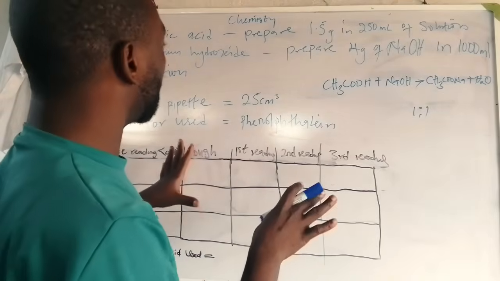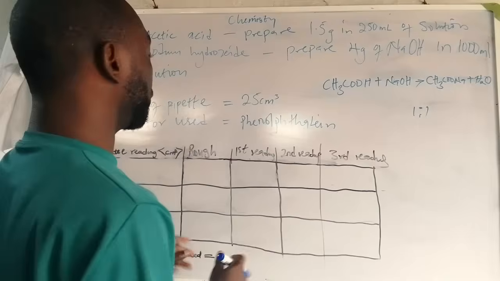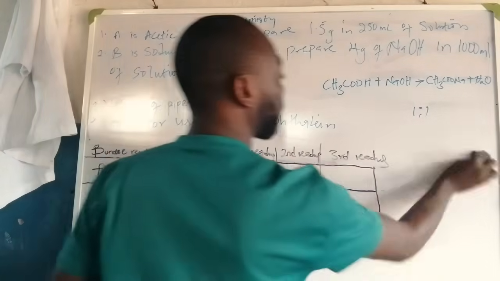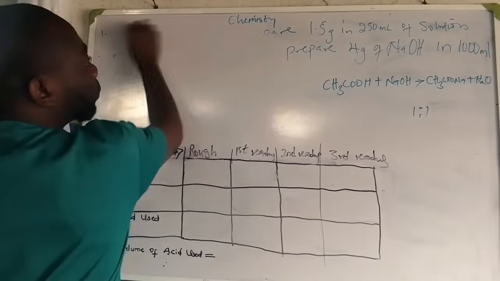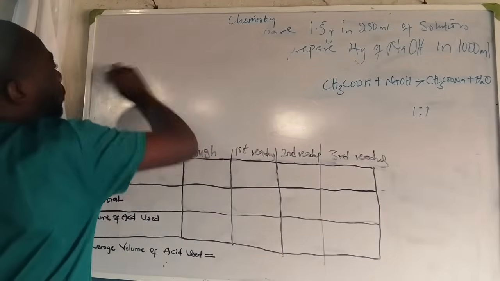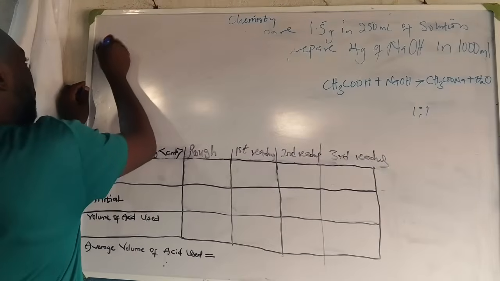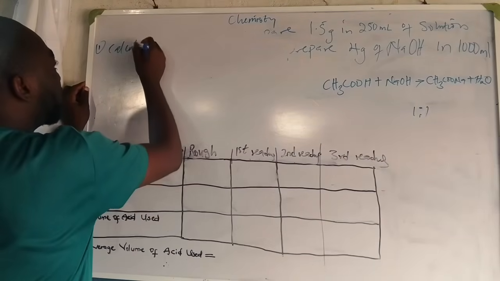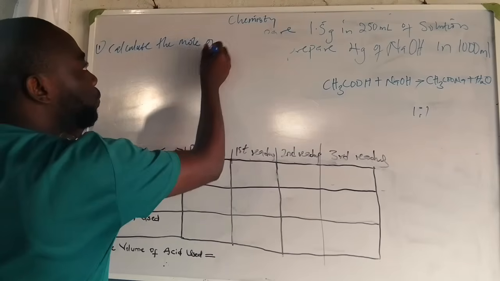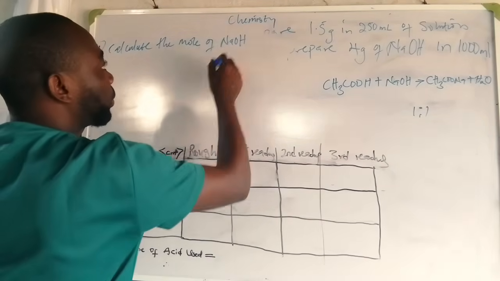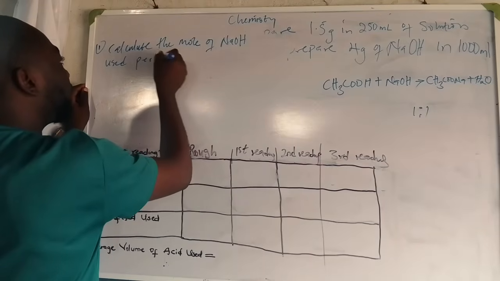So for us to calculate our expected average volume of acid, all we need to do is, first of all, number one, let us calculate the mole of sodium hydroxide used per titration.